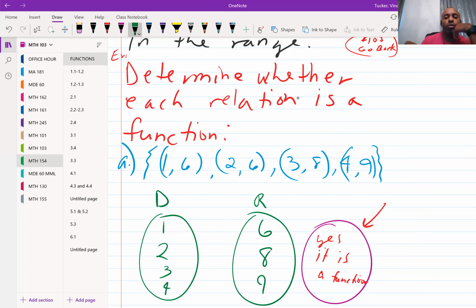Notice my domain is 1, 2, 3, 4. Range is 6, 8, 9, 6 repeats. So you don't have to write it twice.